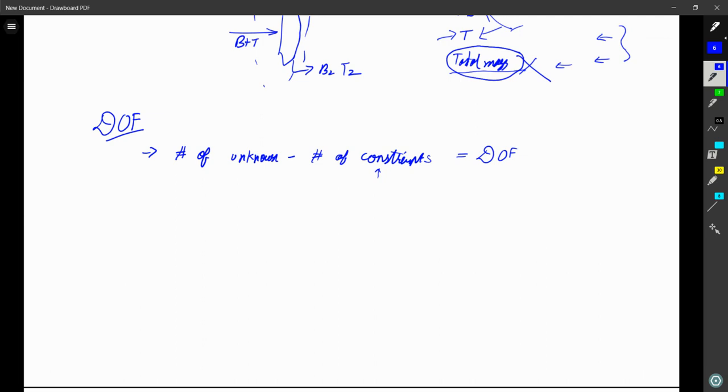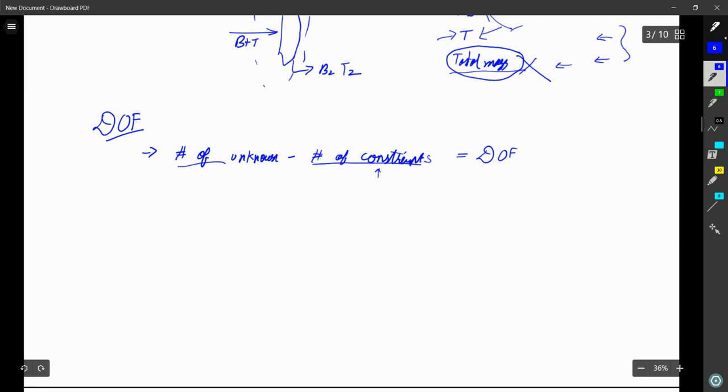Let's say that we consider a water, steam, and ice system in which all three are in equilibrium. That is a triple point. But at the triple point, the temperature and pressure are themselves specified. You don't have the freedom to change any of them. So that is degree of freedom equal to 0. In the same way, degree of freedom is how many things we can change: the number of unknowns minus the number of constraints.